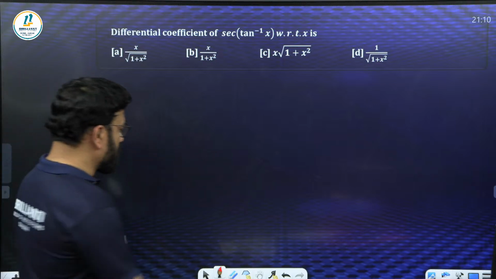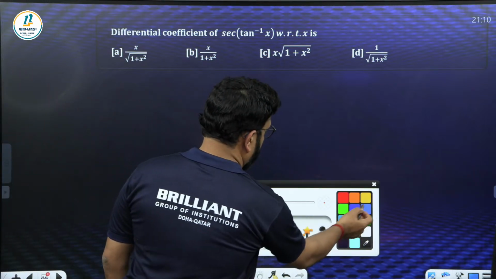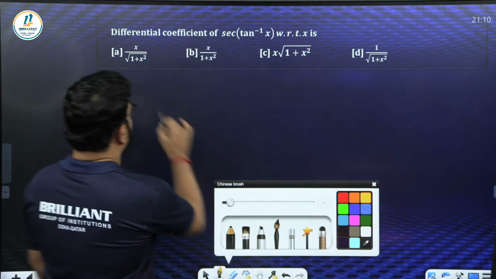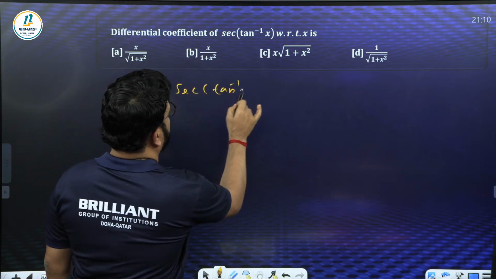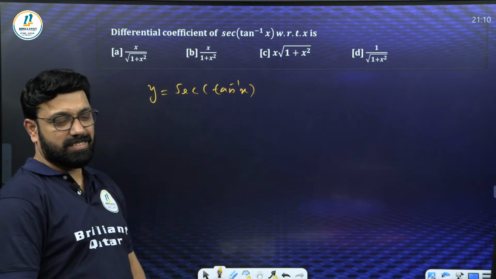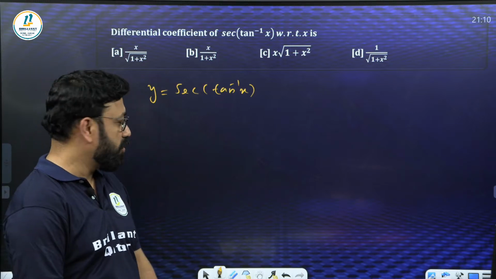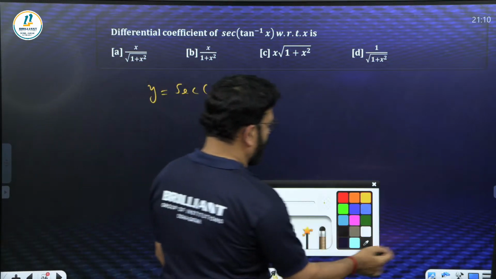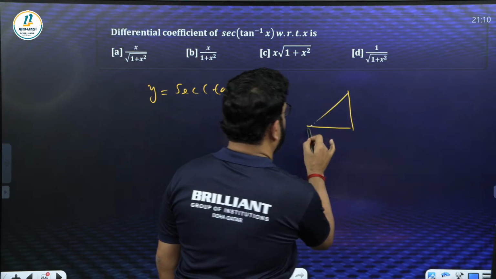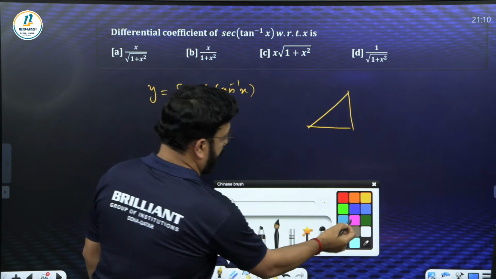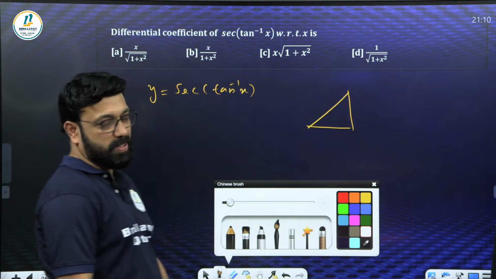Very, very important question. Many question papers you can see this question. Inverse trigonometry: y equal to sec of tan inverse of x. Two methods are there, and you can follow any of the methods. I am telling only one method, normally what you did in class. I am just drawing a triangle here. This is the inverse trigonometry method.